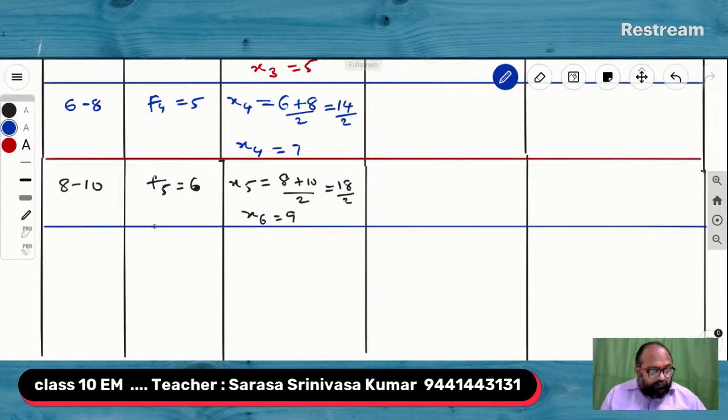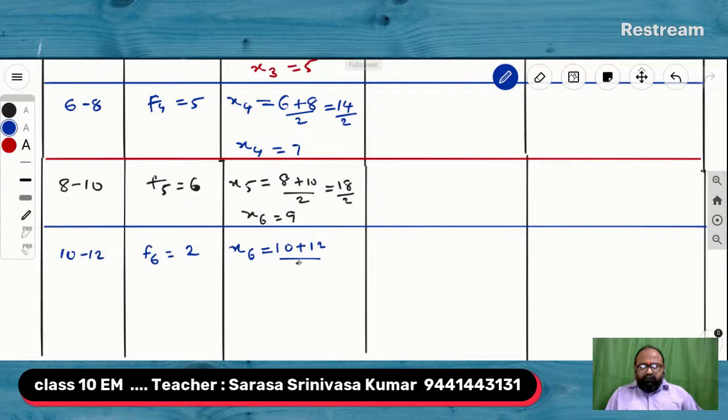Next we consider the 10 to 12 class interval. The frequency is f6 equals 2. So we calculate the class mark x6. This is equal to (lower limit + upper limit) by 2, that is (10 + 12) by 2, so 22 by 2. x6 equals 11. We got it.